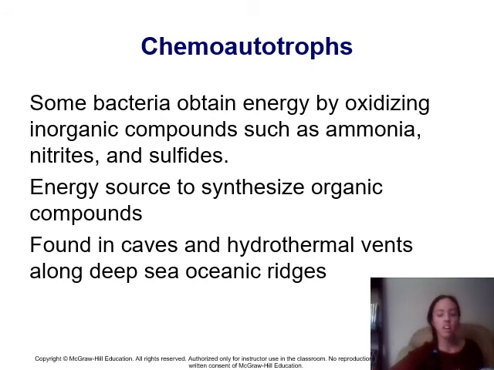Some bacteria are chemotrophs. Chemoautotrophs are generally found in places with no sun, like caves or in hydrothermal vents found at the bottom of the ocean. Instead of using solar energy to make glucose, chemotrophs use the energy from the chemical bonds and compounds like ammonia and nitrates to make glucose.